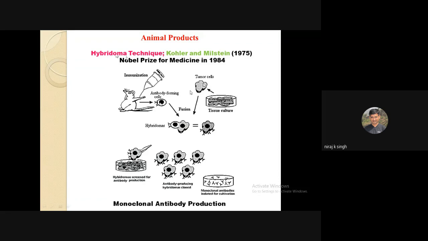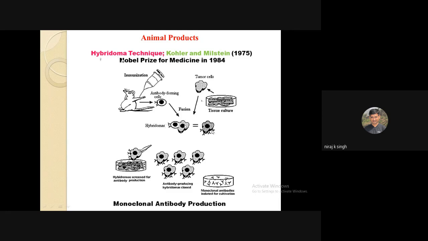After fusing these two cells, the resulting cell is known as hybridoma. It has the features of both cells. Normally, the antibody-producing cells have a very limited lifespan. The hybridoma cell gets one feature from these cells, that is the antibody-producing feature, and another feature, the infinite lifespan, from the tumor cell. So hybridoma cells have the feature of antibody production and an infinite lifespan.